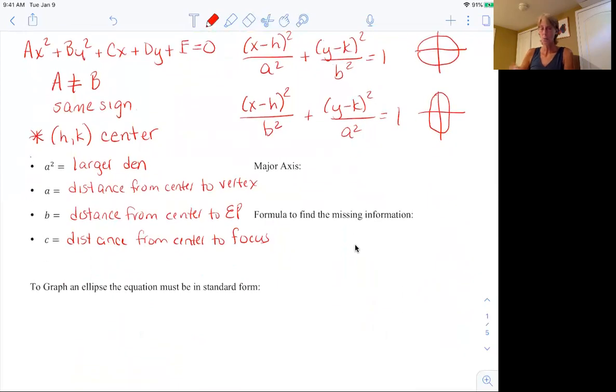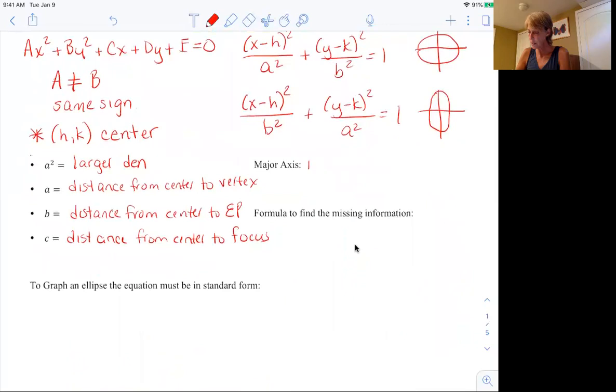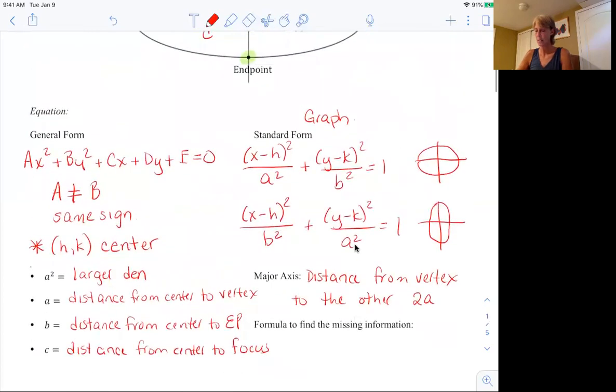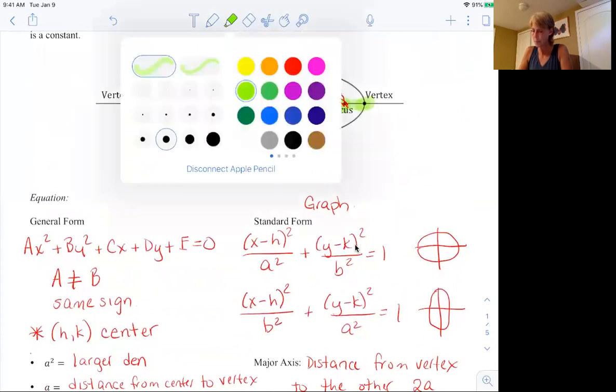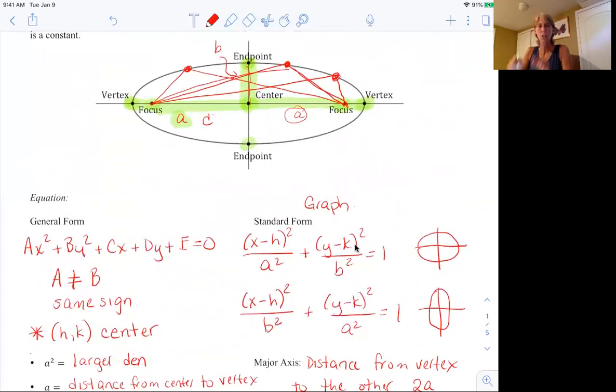Our major axis, more vocabulary, is the distance from one vertex to the other. Depending on the type of question, you may have to know the length of it. The length of it is 2a. Obviously, that makes sense: this distance over here is a, and going all the way to the end is another a. So the whole length is 2a. The distance from vertex to vertex is called the major axis.